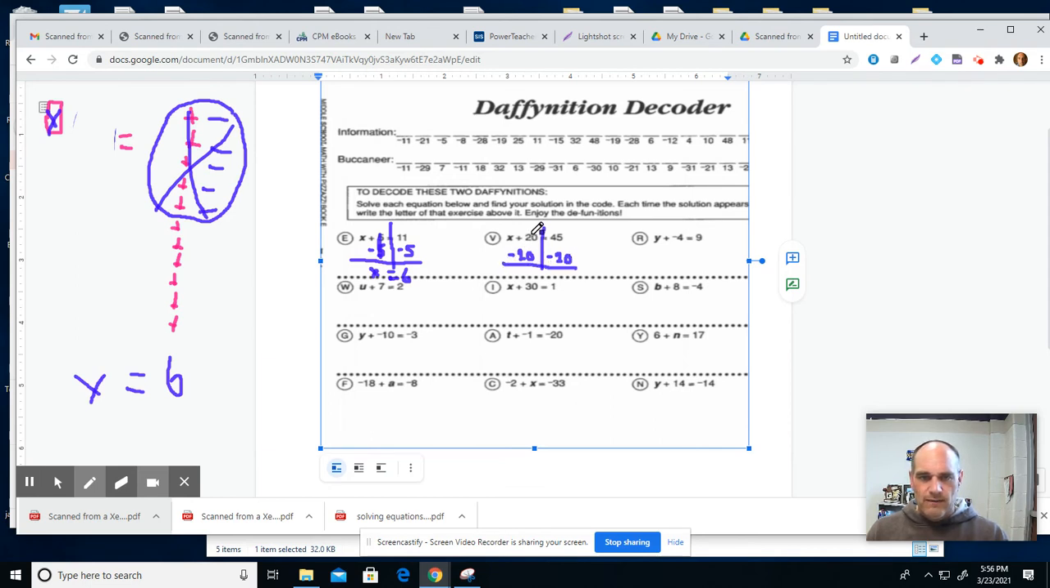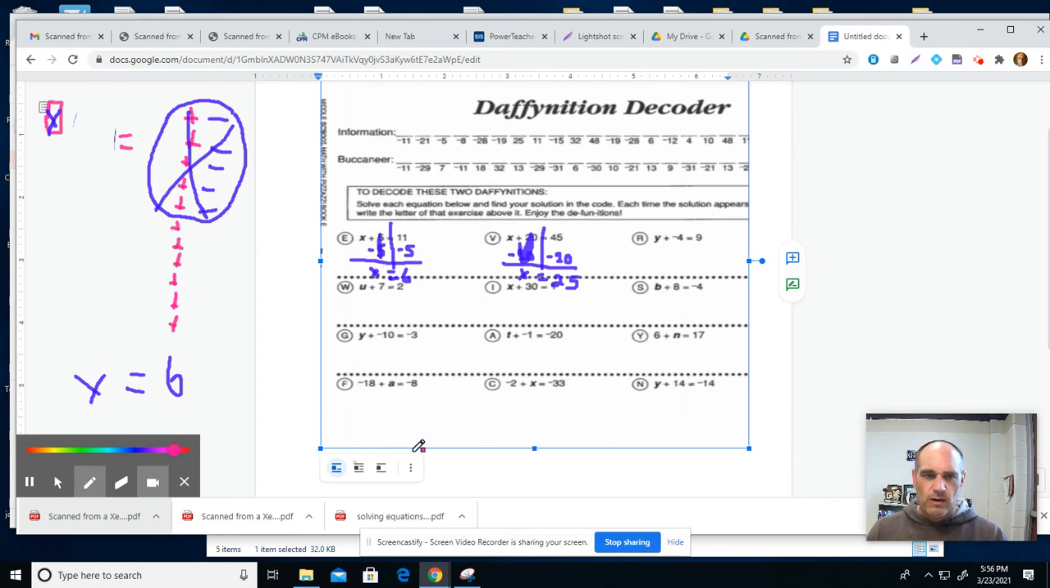Now, on my left-hand side, 0 pairs, they're gone. All I have is x on the left, my equal sign. Over here, 45 and -20 is now a +25. So I know that x equals +25. This is the work I have to see on your notebook paper.